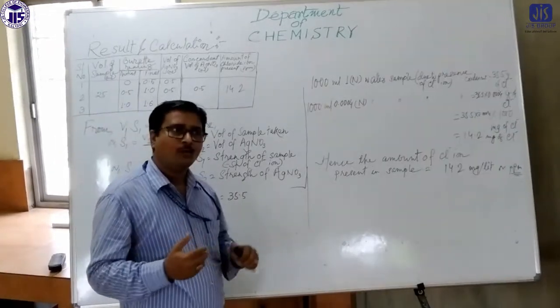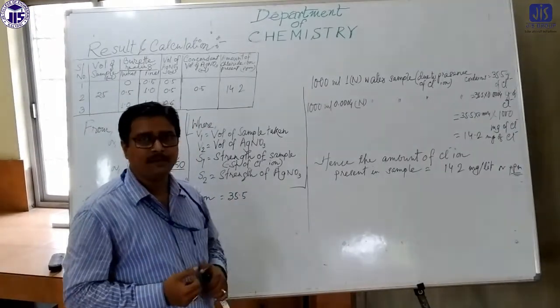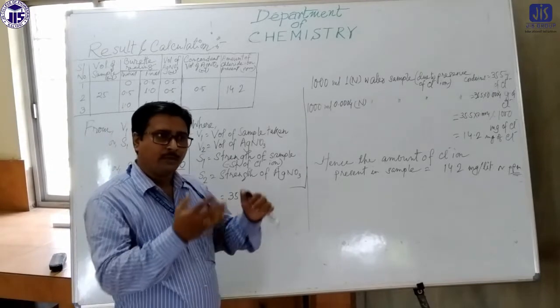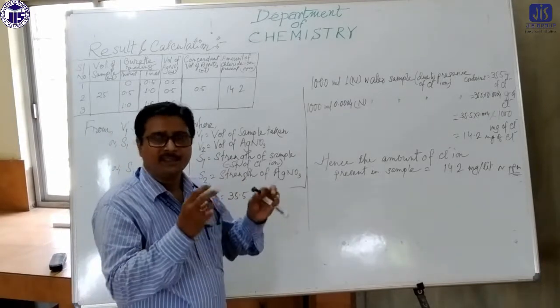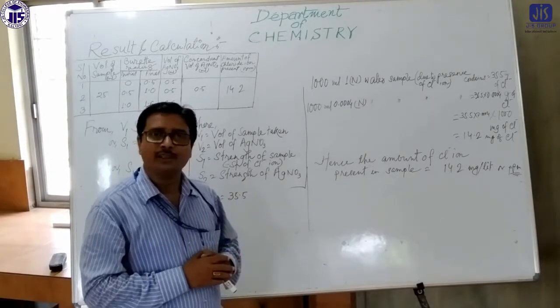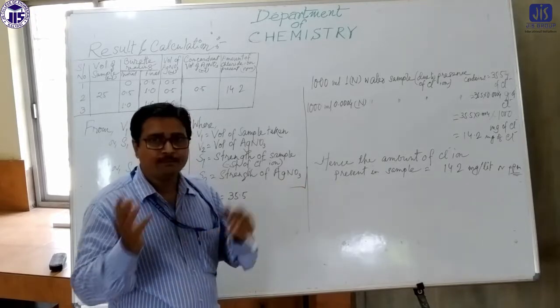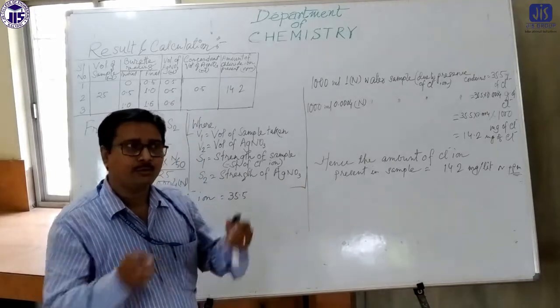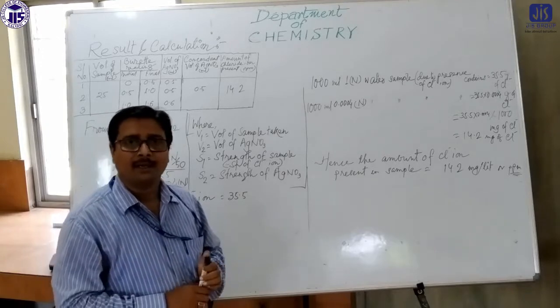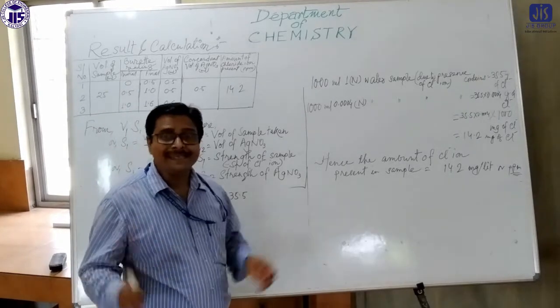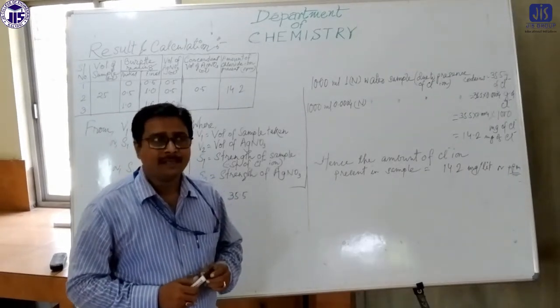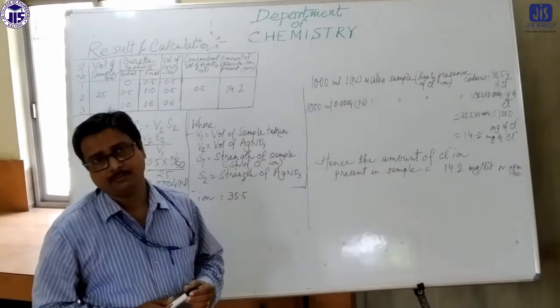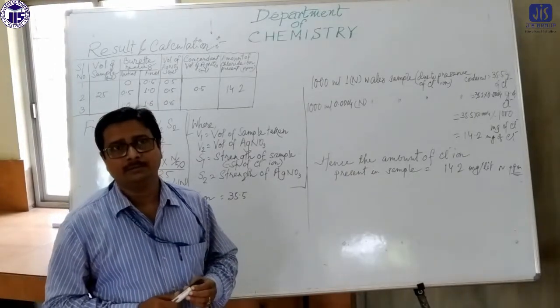Now the next question: what is the color change in this experiment? Whenever we add the indicator, the color of the solution is yellow, and after the endpoint, we find brick red. So yellow to brick red is the color change. Now what is the indicator of this experiment? The indicator is potassium chromate, which is yellow in color.